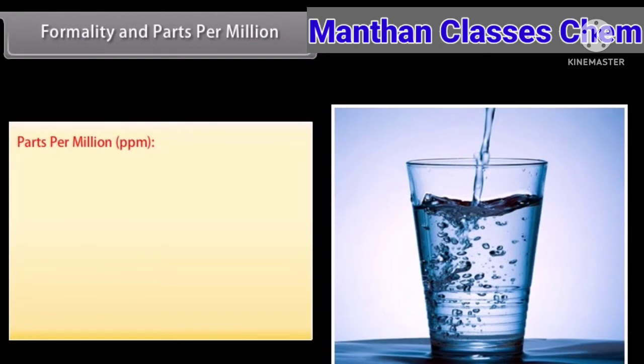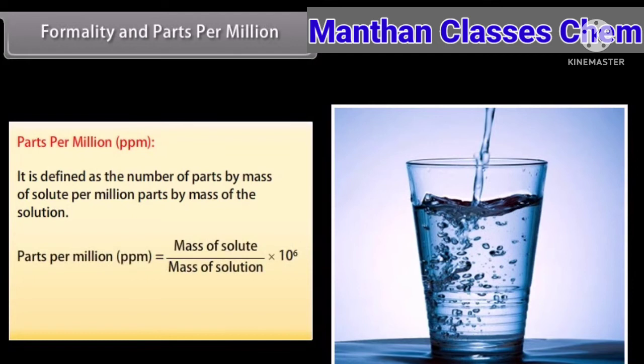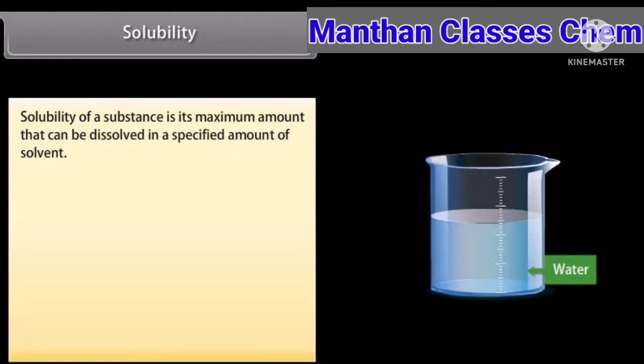Parts per million. It is defined as the number of parts by mass of solute per million parts by mass of the solution. It is abbreviated as ppm. Mathematically, ppm is represented by ppm is equal to Wb divided by Wa plus Wb into 10 raised to the power 6. Solubility. Solubility of a substance is its maximum amount that can be dissolved in a specific amount of solvent.